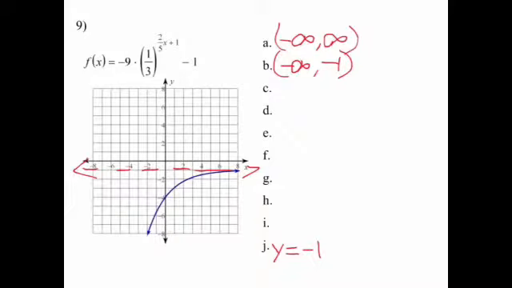Never actually crosses that. C, where does it cross my x-axis? It doesn't, so that doesn't exist. Where does it cross the y-axis? Well, it's going to be right there at -4. So that's the point, 0, -4.